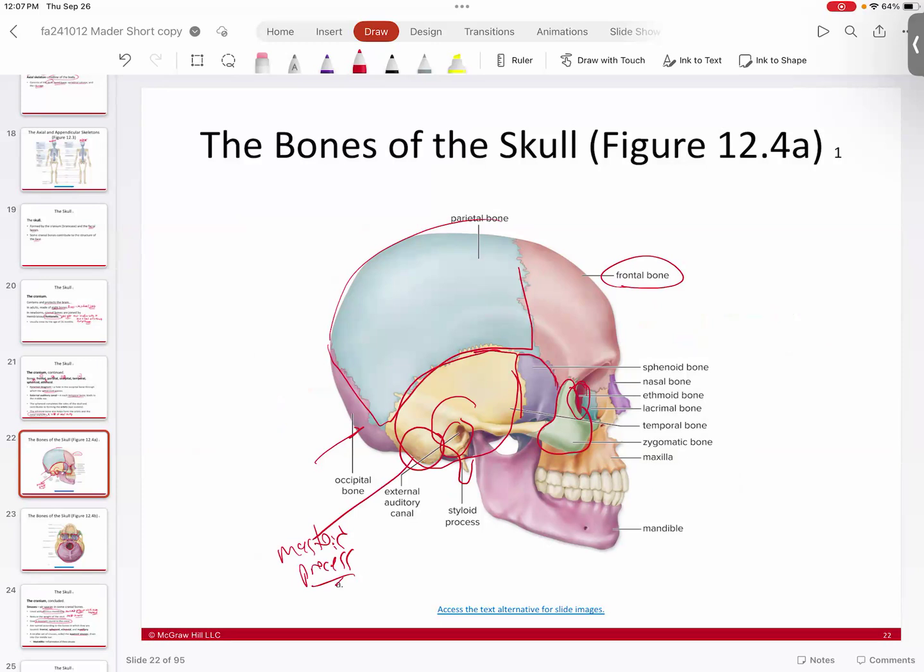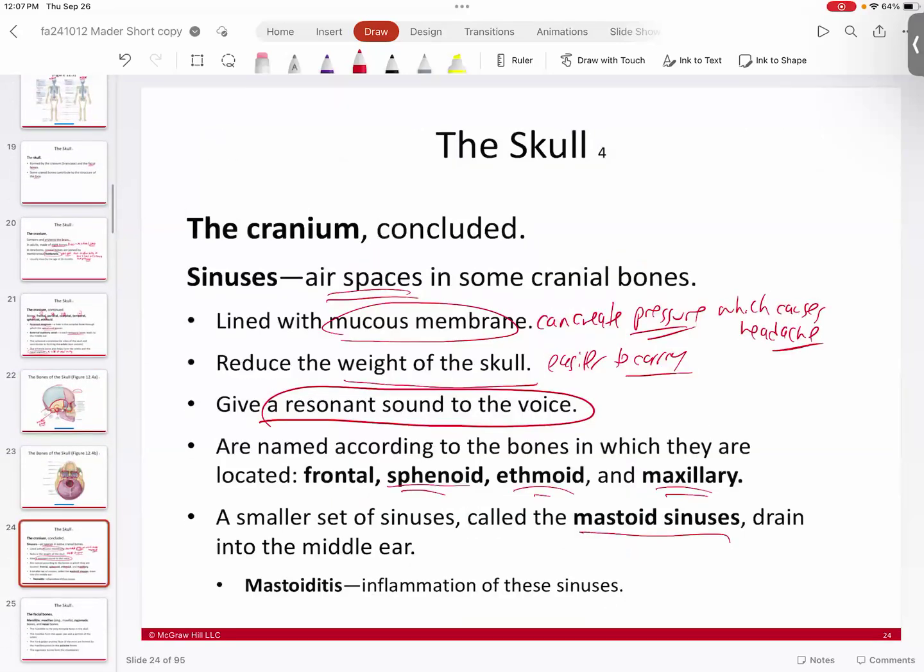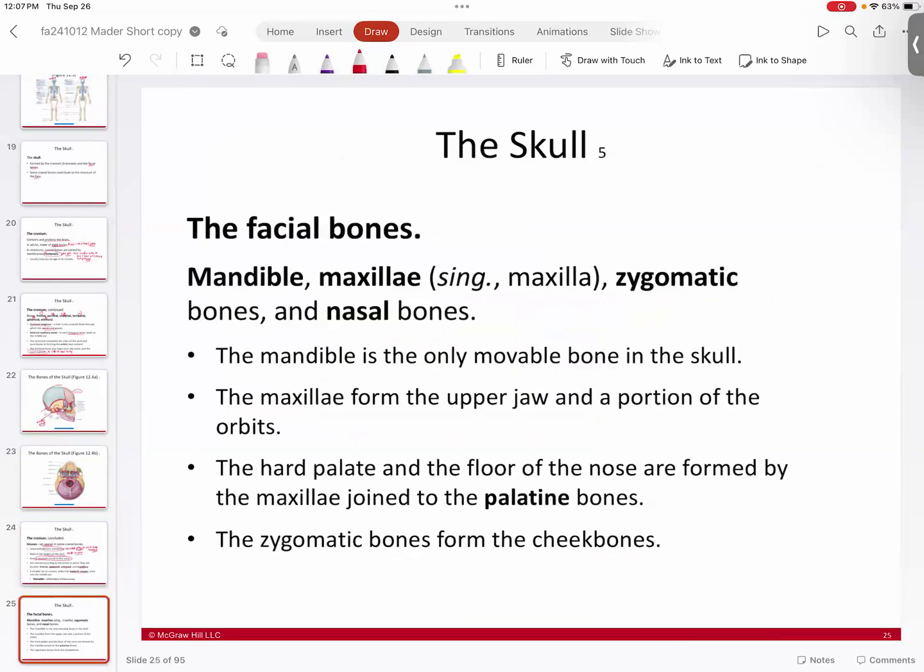The mastoid process, if you basically put your finger right behind your ear, that little piece of bone that's right there, that's your mastoid process. That's part of your temporal bone. So if you have an inflammation of this region, right, you'll have an inflammation of that particular sinus in there.